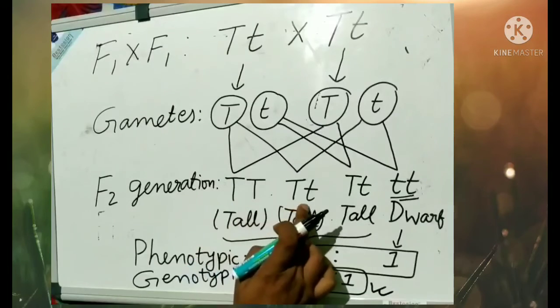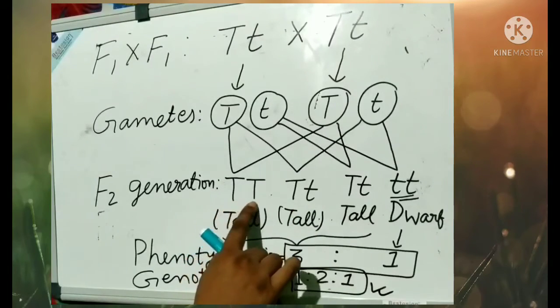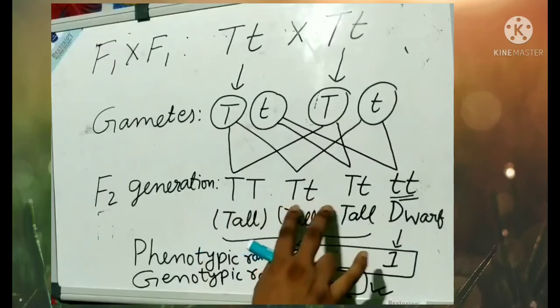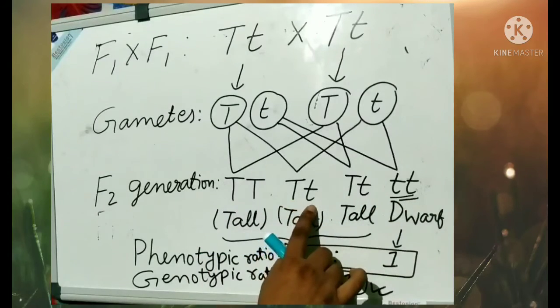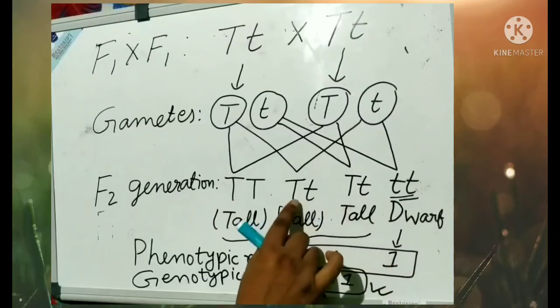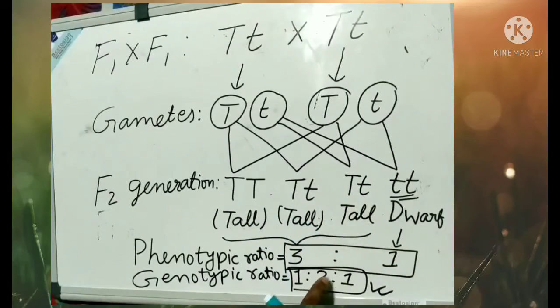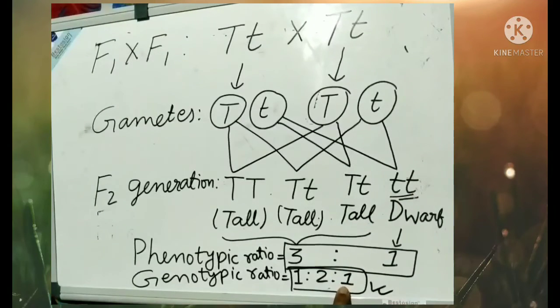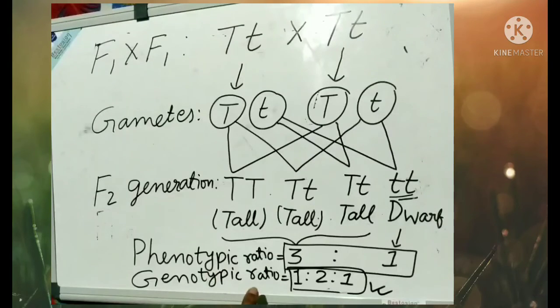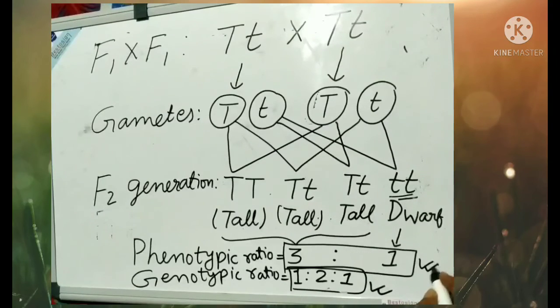We will see the genetic combinations. Here capital T capital T comes only once. Capital T small t comes twice, here and here, so it is 2, and small t small t comes only once. So this is the genotypic ratio. These questions are asked: what will be the monohybrid phenotypic ratio and the monohybrid genotypic ratio in case of complete dominance? So always remember these too.